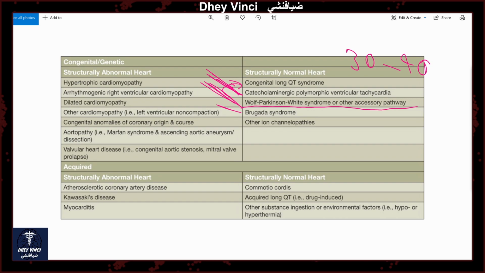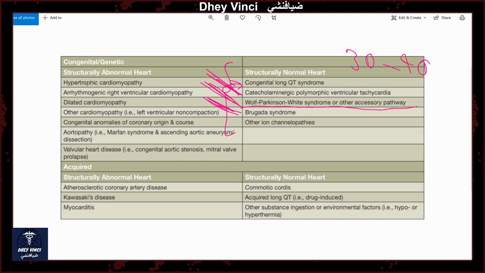Let's see the age of presentation. Brugada syndrome may affect individuals at any age, but it usually affects middle-aged men around the age of 40 years. The disorder was recently described in the literature, but it's still a very strong possibility. So this is a very strong possibility.